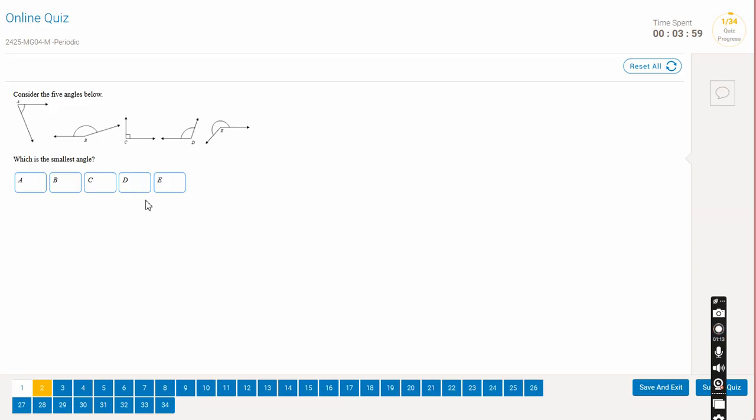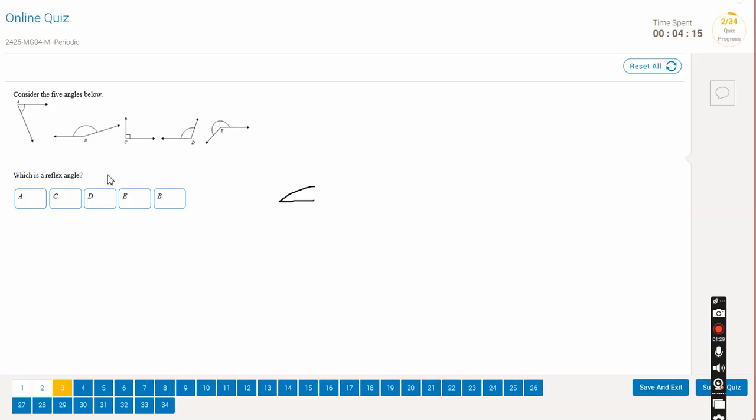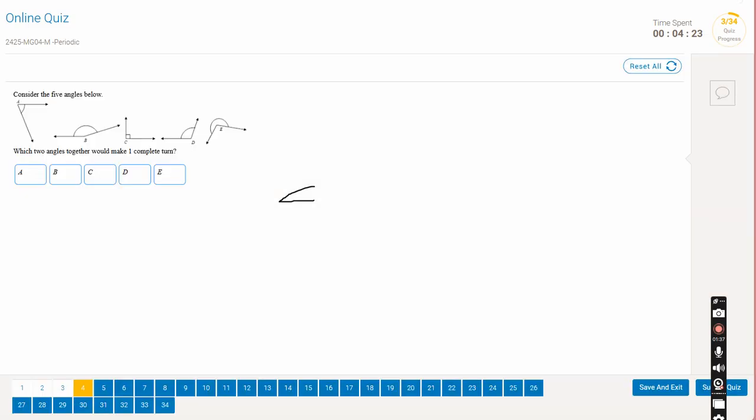So here, what is the smallest angle? You can see that the smallest angle is when the rays are like this, smaller, right? So the first one. The next one, now here, what is a reflex angle? A reflex angle is the angle that's outside the lines, okay? So we're just going to choose A.